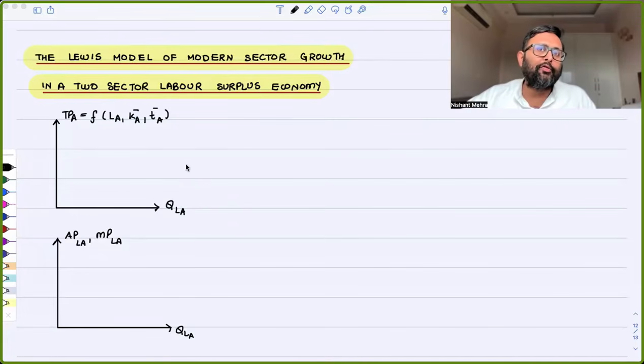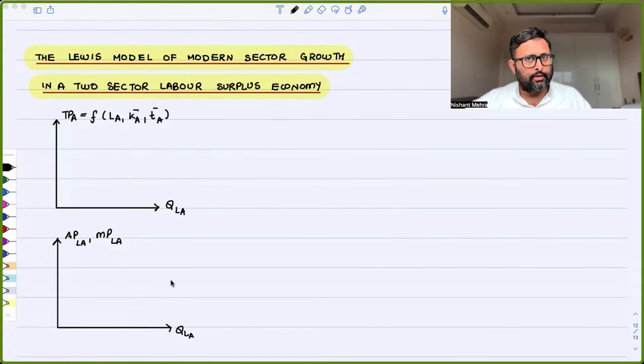So in the last recording, we've talked about the basic structure of the Lewis model, and we have also talked about the assumptions. Now let's look at the working of the model. So in this panel, I have drawn two curves. I'll be drawing two curves, basically the total product curve in the agricultural sector and the average product and the marginal product curve of labor in the agricultural sector.